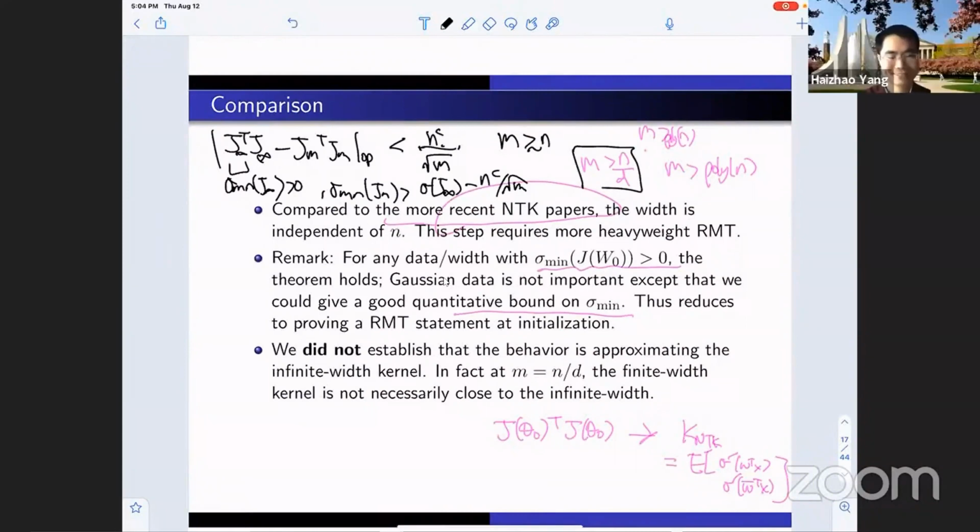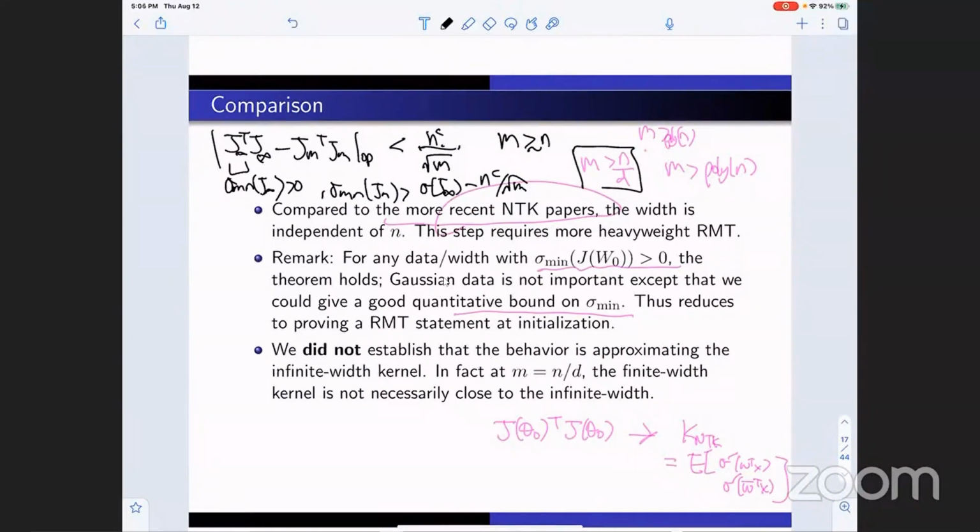They kind of avoid doing random matrix theory, because now all you need to do is matrix Bernstein. The harder thing, the thing you should have done, is directly analyze this minimum singular value, which is much harder.